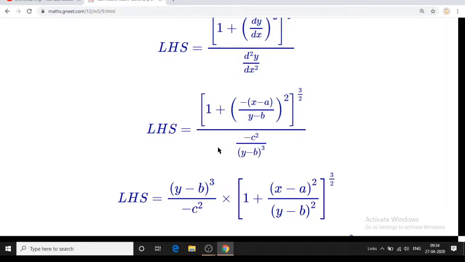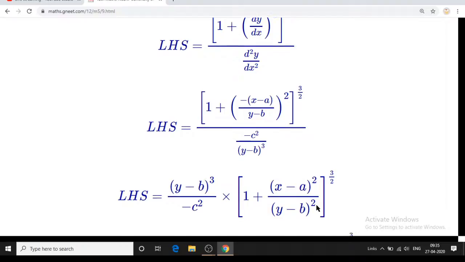Now this is a division sign, so it can be changed into the multiplication sign, but we have to take the inverse of this, that is, the reciprocal. So we will write this as (y minus b) the whole cube upon minus c square into, and the bracket can be written as (x minus a) the square upon (y minus b) the whole square.